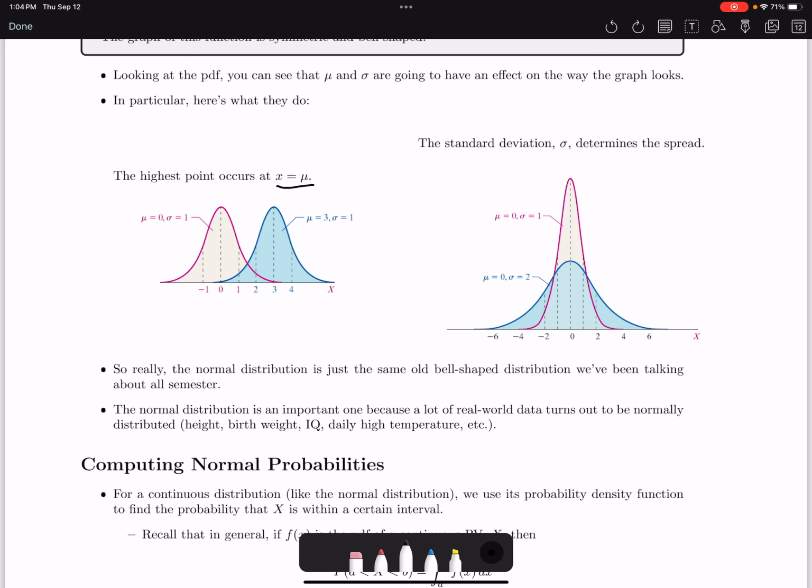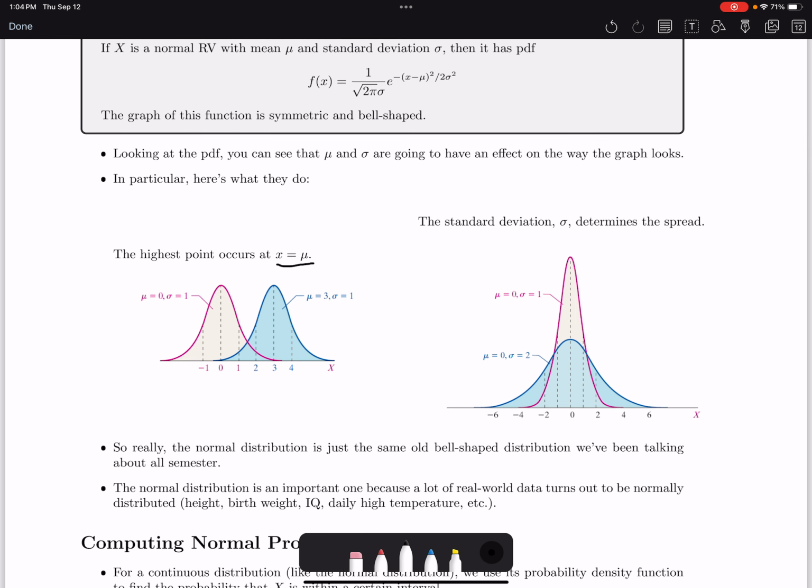The standard deviation, on the other hand, as we know, determines the spread of a distribution. It determines how spread out the distribution is. So this blue distribution here is when we have a standard deviation of 2, and this pink one is where we have a standard deviation of 1. So you can see the one with the larger standard deviation is more spread out. They both have the same center, 0, but the blue one is more spread out.